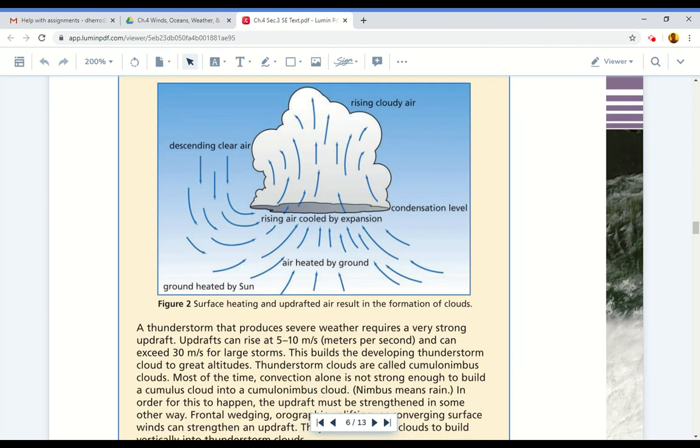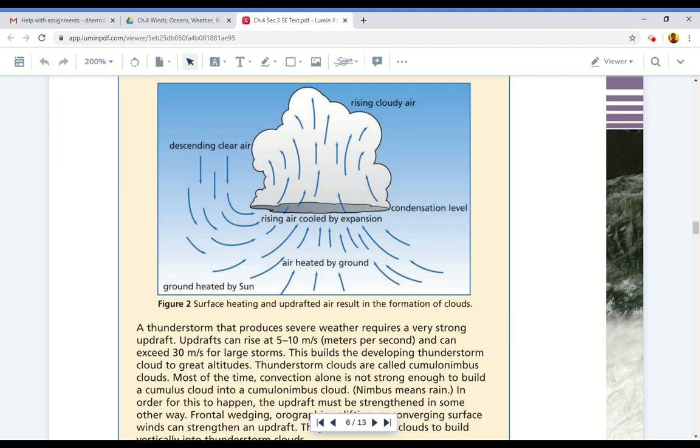A thunderstorm that produces severe weather requires a very strong updraft. Updrafts can rise at 5 to 10 meters per second and can exceed 30 meters per second for large storms. This builds the developing thunderstorm cloud to great altitudes. Thunderstorm clouds are called cumulonimbus clouds.